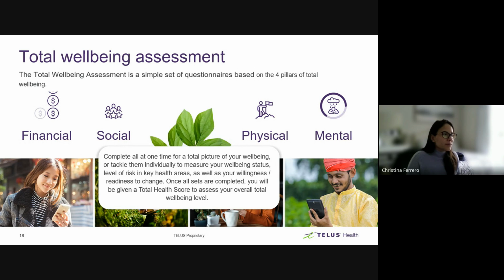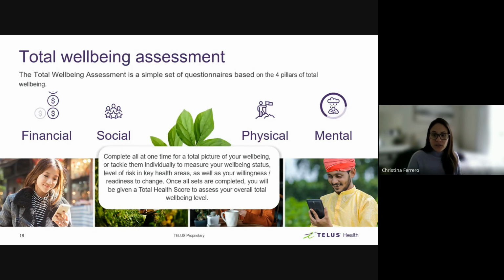So what this assessment is, you can complete it all at one time for a total picture of your well-being. Or you can tackle them individually to measure your well-being status and level of risk in key health areas, as well as your willingness and readiness to change. So once all sets are completed, you'll be given a total health score to assess your overall total well-being level.